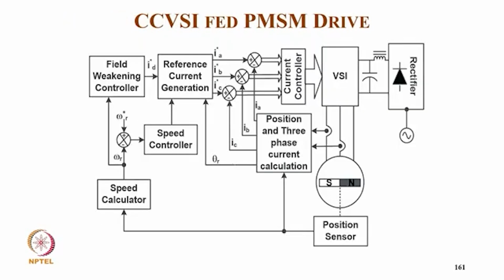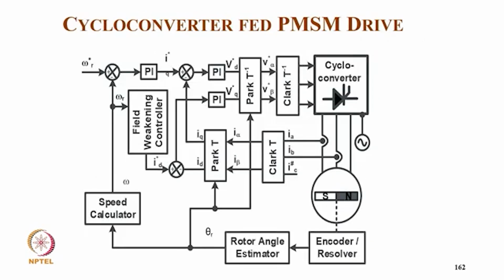And this is for typically a current controlled voltage source inverter. So we have a position sensor, and then we calculate the speed. We have a field weakening controller as well as a speed controller. We get IDIQ, and from theta we convert it into IA, IB, IC, and sensing the current, we have a feedback current, and we put the three-phase current controller for the voltage source inverter. Assuming that this voltage source inverter is operating at high switching frequency.